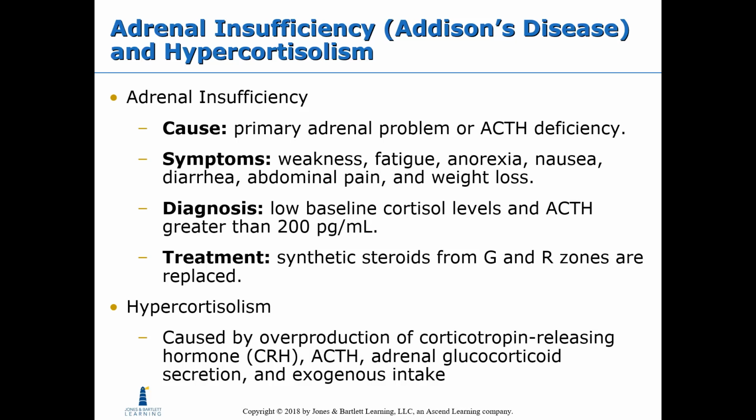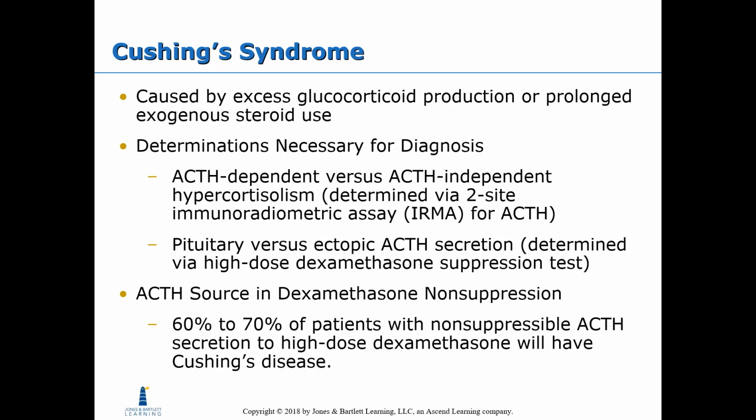Hypercortisolism is caused by an overproduction of corticotropin-releasing hormone, adrenocorticotropic hormone, adrenal glucocorticoid secretion, and exogenous intake. Cushing syndrome. Cushing syndrome is caused by excess glucocorticoid production or prolonged exogenous steroid use. Determinations necessary for diagnosis: ACTH-dependent versus ACTH-independent hypercortisolism is determined by a two-site immunoradiometric assay for adrenocorticotropic hormone.